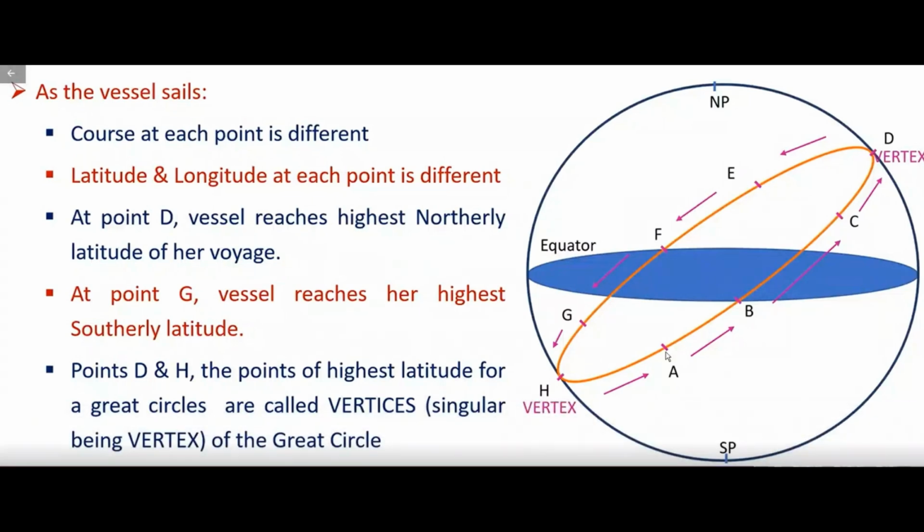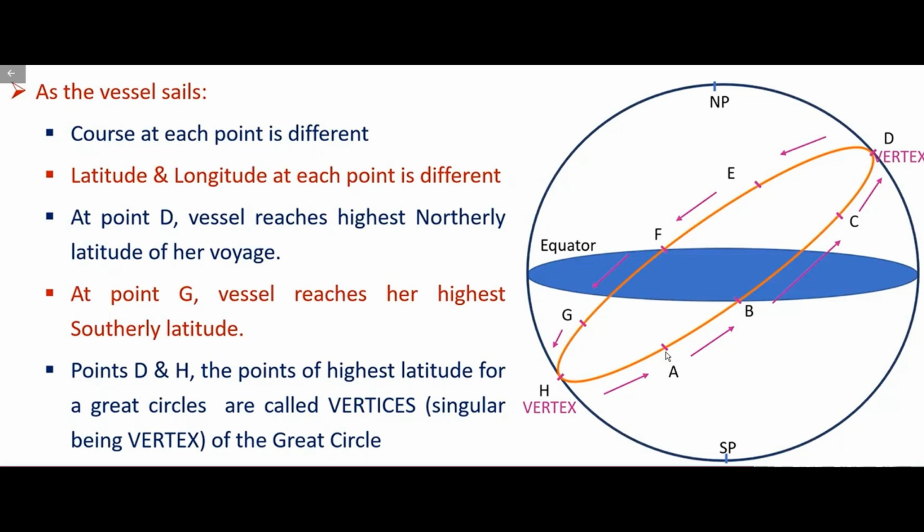So is it clear, beta, the vertex? Yes, so the highest points along the track of the great circle. Right. The highest latitude points on the great circle track. So you can now very well see that every great circle track will have 2 vertices. One will be in the northern hemisphere and the second one will be in the southern hemisphere.